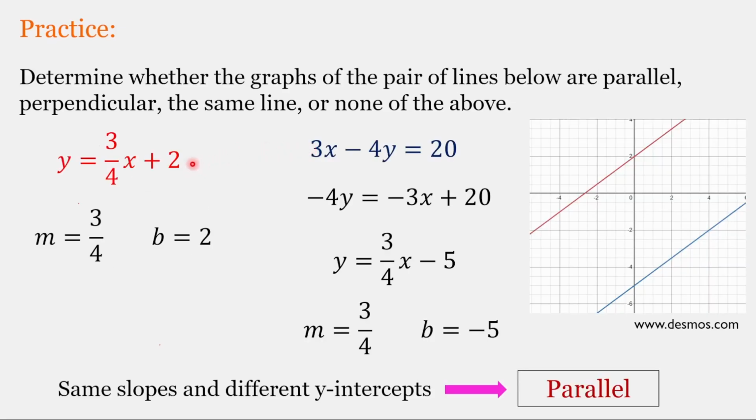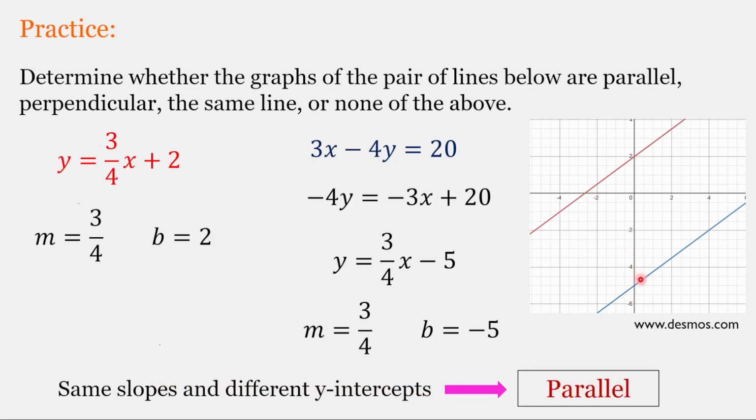So for this first problem, our first step will be to find the slope. The first equation was in slope-intercept form, so it had a slope of 3/4. For the second equation, we did need to convert this from standard form to slope-intercept form, but it also has a slope of 3/4. So we have the same slope. Now let's look at those y-intercepts. The first equation had a y-intercept of 2. The second was -5. So with the same slopes and different y-intercepts, we have parallel lines.